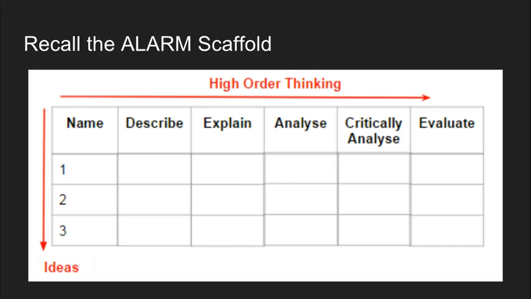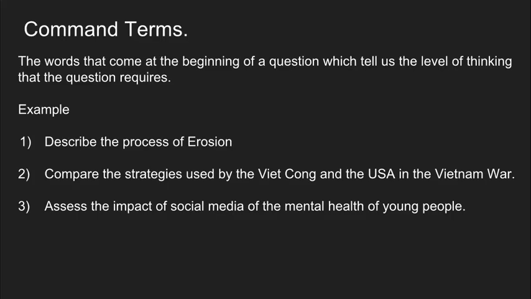Remember the scaffold that we gave you in the first video? We saw that on the left we have our lower order activities of naming, describing and explaining, whereas on the right we have our higher order tasks of analysing, critically analysing and evaluating. We also looked at the idea of command terms, and these are simply words that come at the beginning of a question which tell us the level of thinking that the question requires. We've got some examples here.